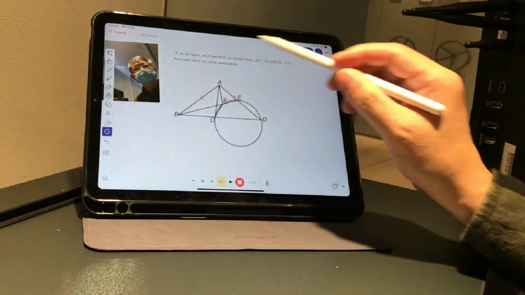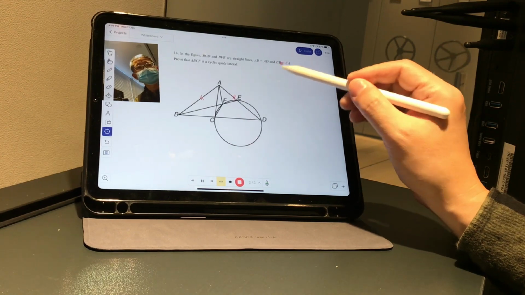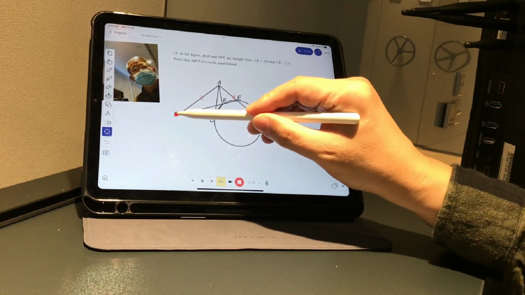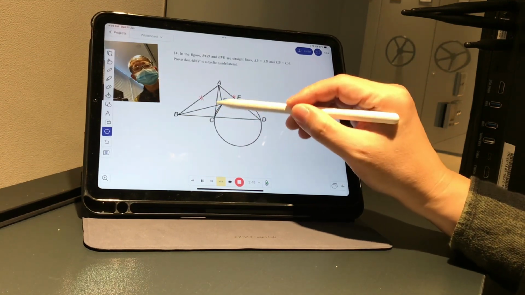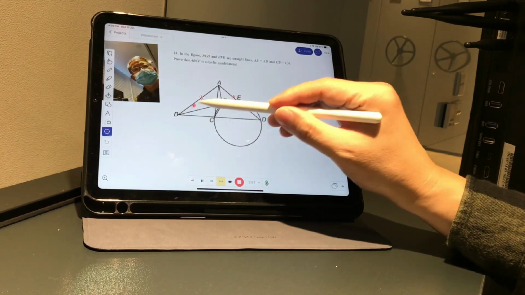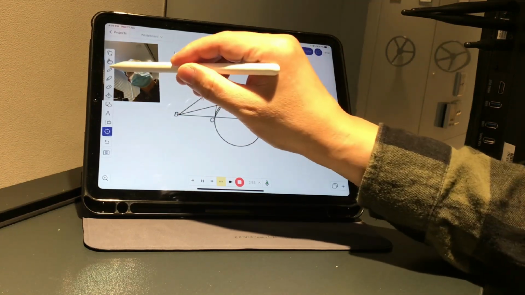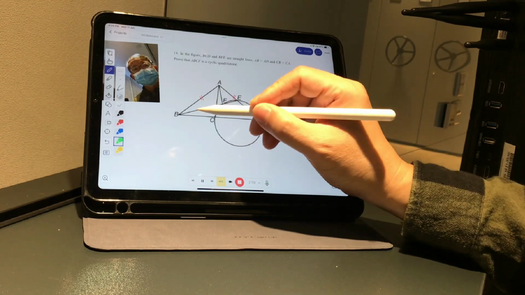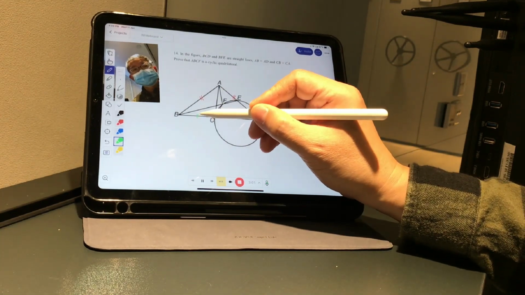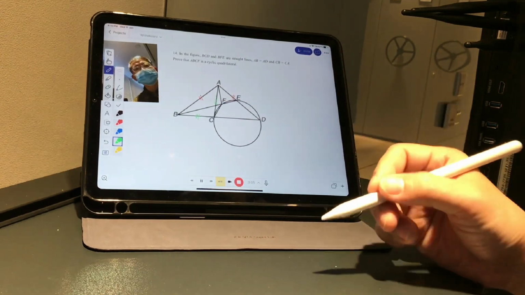Also, CB equal to CA. So this triangle is also an isosceles triangle. Let us denote the equal sides with a green color. So this CB equals CA.